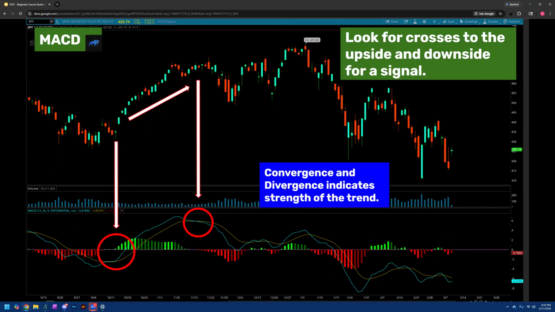And like I mentioned earlier, that convergence or divergence indicates the strength of the trend. As those moving averages are gaining space between each other, it's got positive momentum. It's a very strong trend. And as those moving averages are coming closer to each other, generally speaking, you're going to expect a weakening trend in that case.